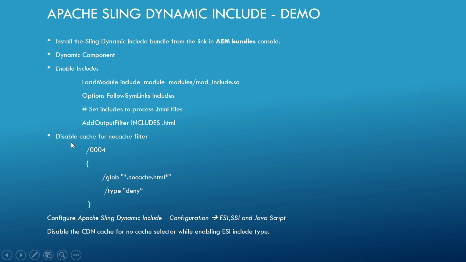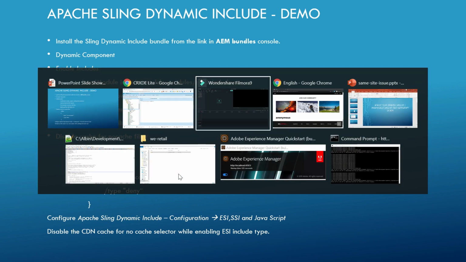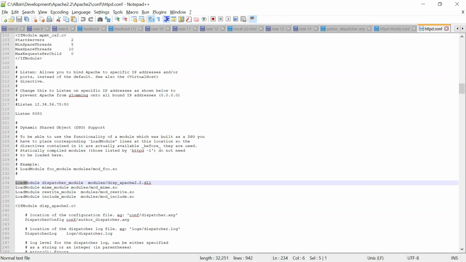Also, we need to disable the cache for the no cache filter. By default, the HTML will be cached from the dispatcher perspective, the publisher perspective, the end user websites. So we need to disable the caching for this no cache selector. Okay, maybe quickly we can see those configurations, then we can move on.